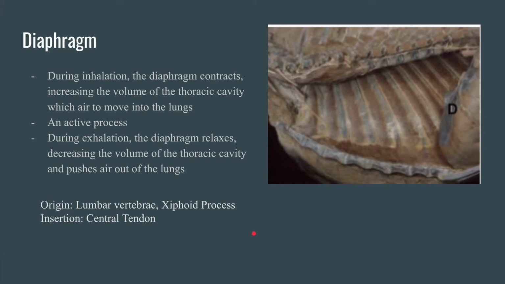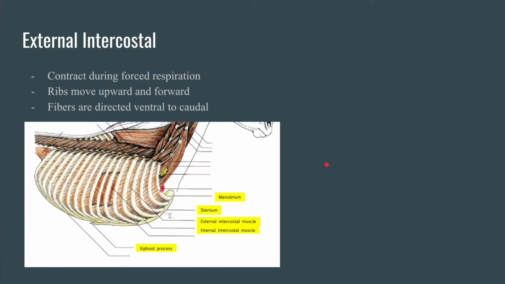During exhalation, the diaphragm relaxes, decreasing the volume of the thoracic cavity, giving it a higher pressure than that of the atmosphere, and pushes air out of the lungs. It originates in the lumbar vertebrae and the xiphoid process and inserts into the central tendon, and it is labeled here in this picture.